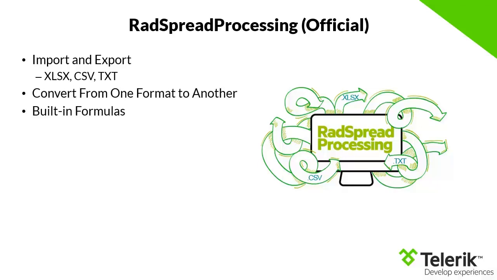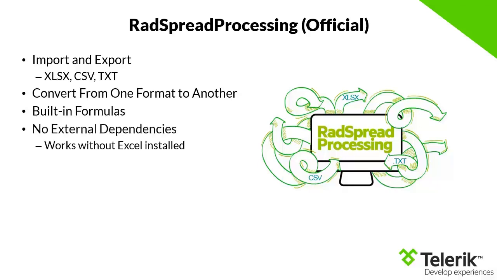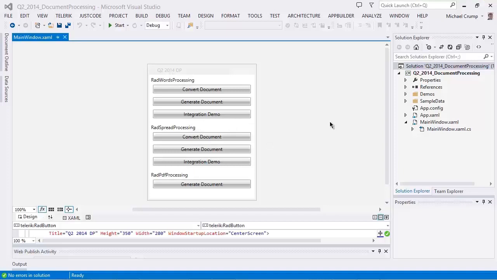RadSpreadProcessing comes with more than 100 built-in formulas, covering a broad range of categories from financial formulas to logical formulas. So users are able to process Microsoft Excel supported documents even without having Microsoft Excel or any other external library installed on the client or the server. The intuitive API allows you to swiftly generate documents from scratch. Let's go ahead and take a look now at several demos.